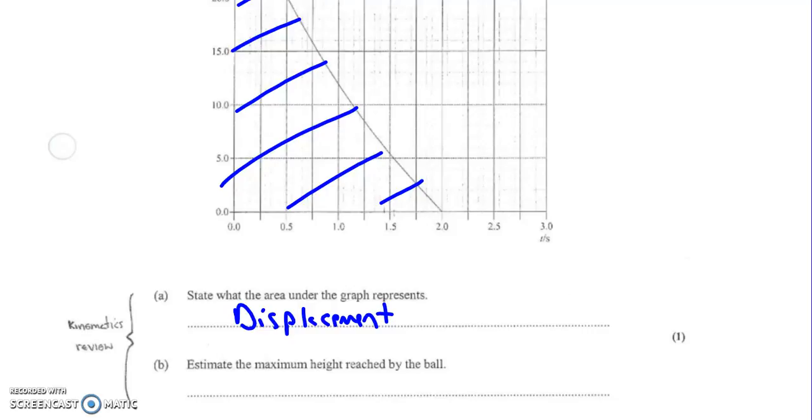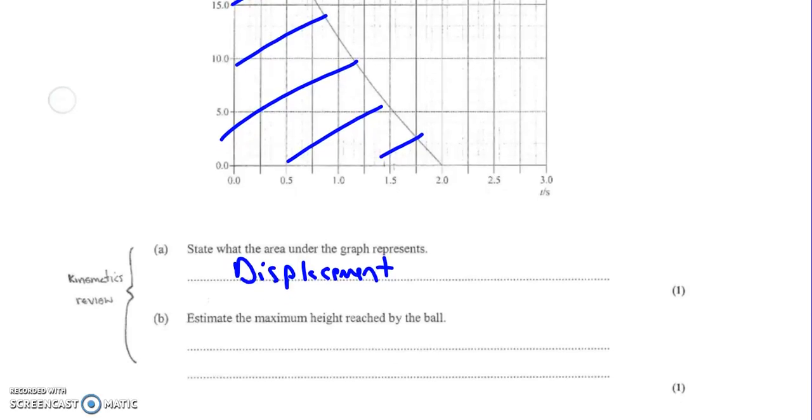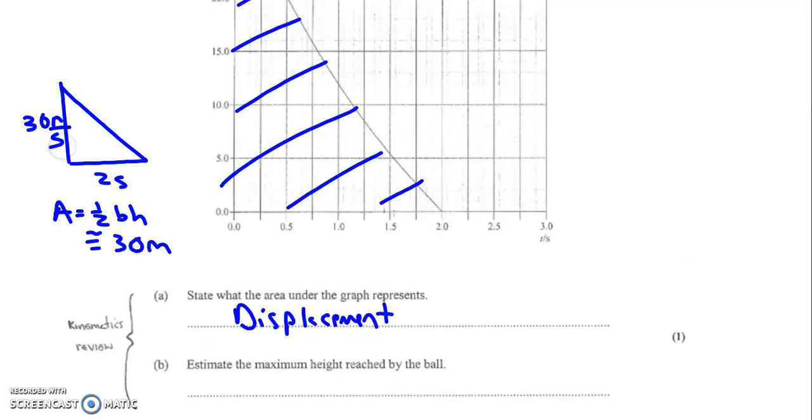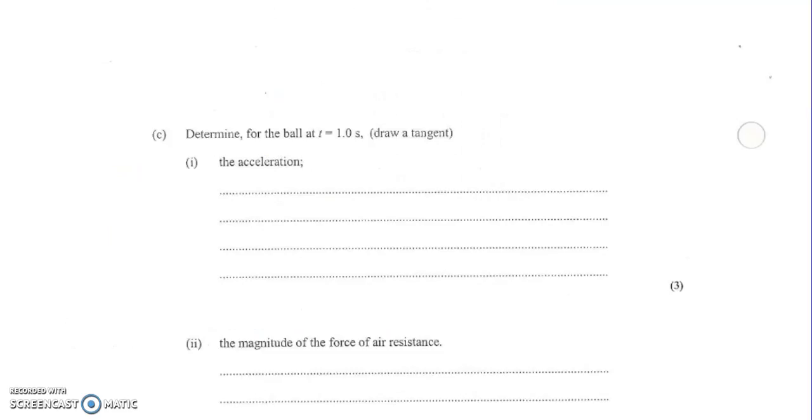Whatever works for you. If I want to estimate it, notice it says estimate, because I can approximate this to be a triangle where I have a base of 2 seconds and a height of 30 meters per second. The area of that triangle would be half the base times the height, so this is half of 30 times 2. So I get approximately 30 meters. And that's part B.